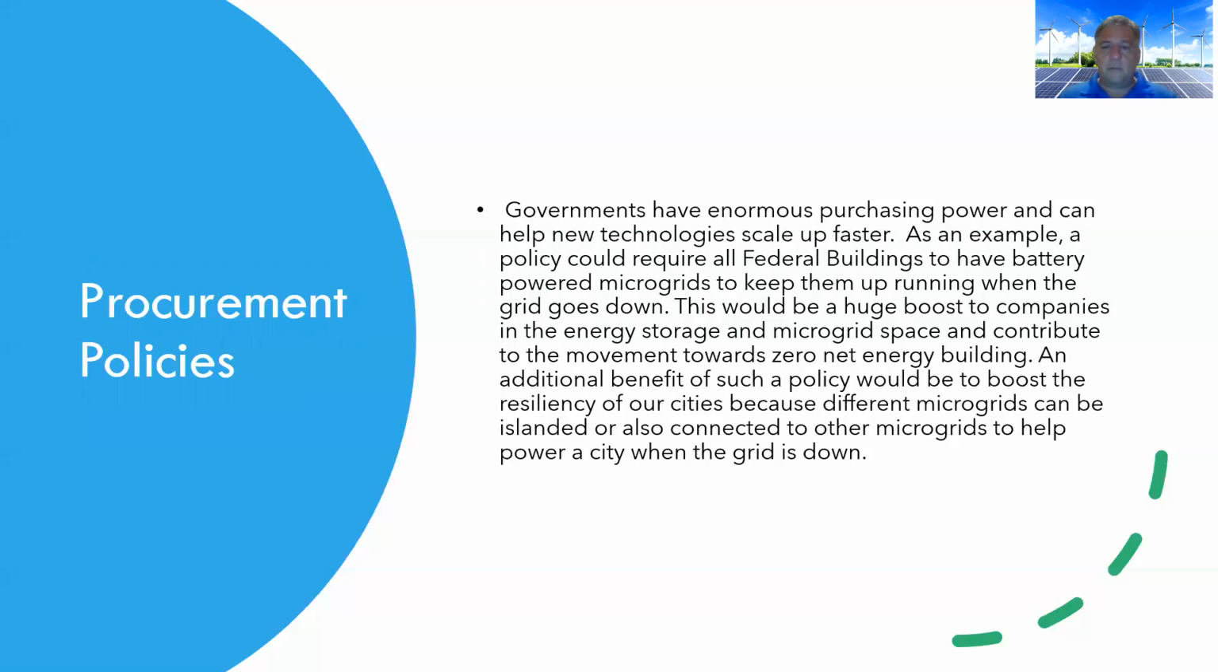If the government wanted to support energy storage and the evolution of microgrids, it could require all federal buildings to have battery-powered microgrids. The argument would be that this would keep them up and running when the grid goes down. And this would be a really good way to incentivize the evolution of the energy storage space in the US by creating a large market. Also, a movement towards microgrids and zero net energy buildings would be nurtured that way. So procurement policy matters; government spends an enormous amount of money.